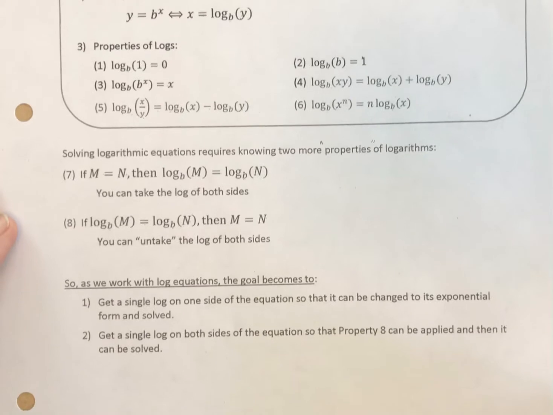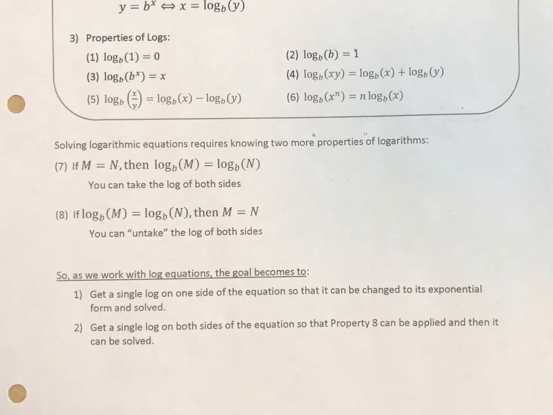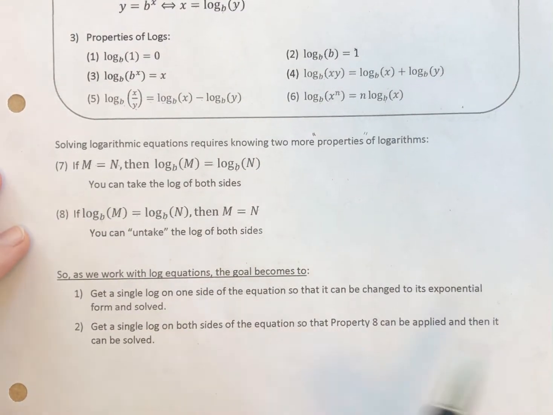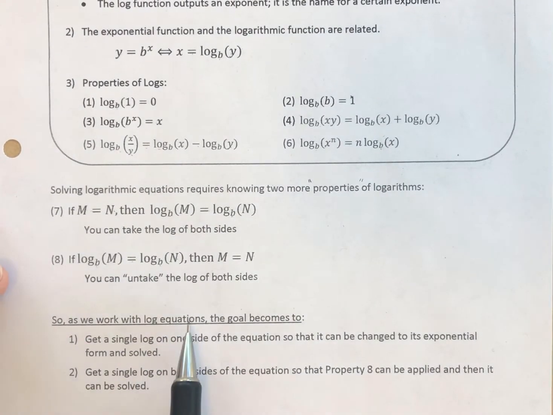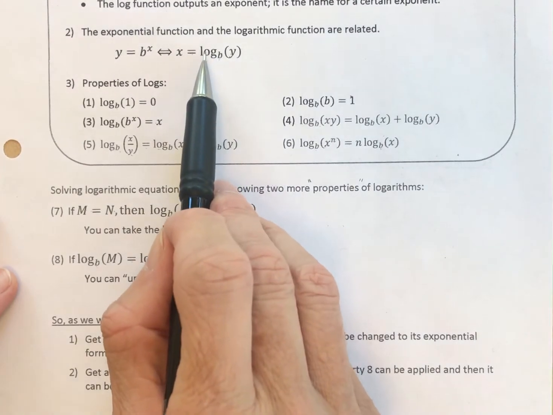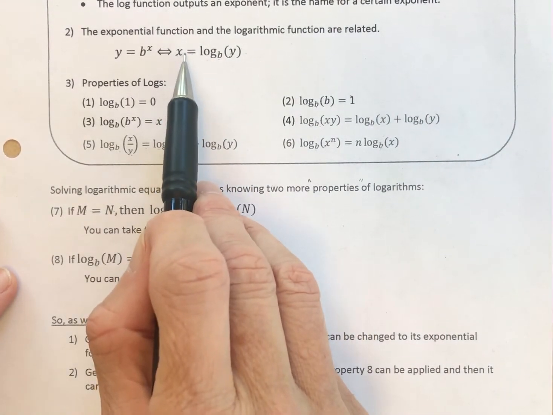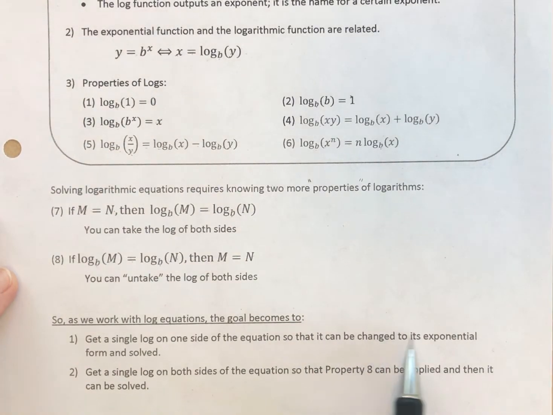Now, how do we do this? I just jotted down a brief couple of sentences on what the goal is here. The goal is to work with these log equations. The goal becomes to get a single log on one side. If we can get a single log on one side, then I can rewrite it in its exponential form. So it can be changed to its exponential form and solved.